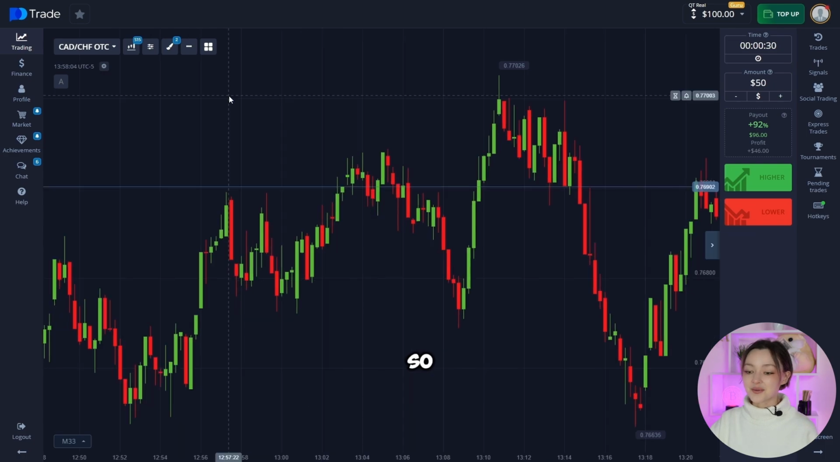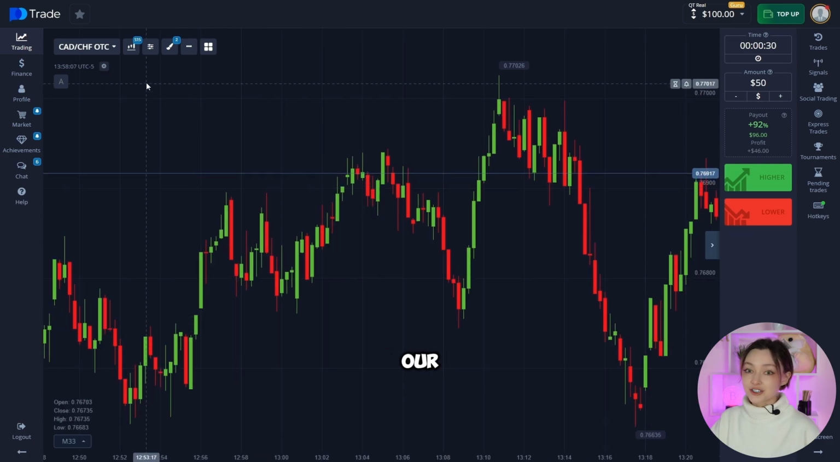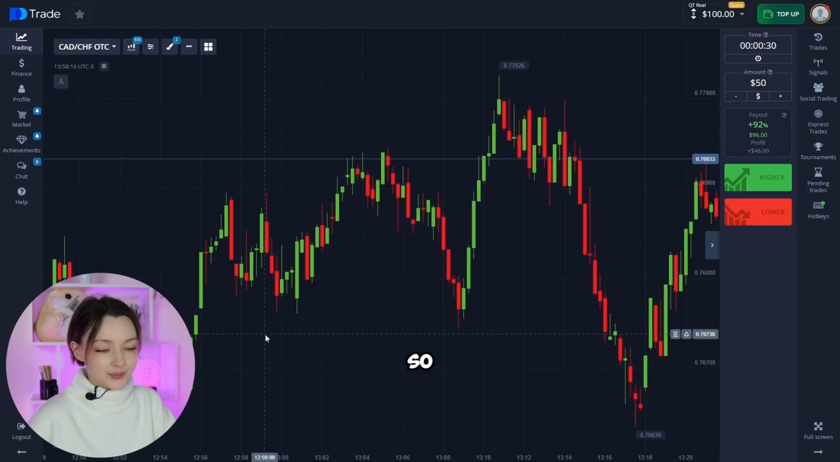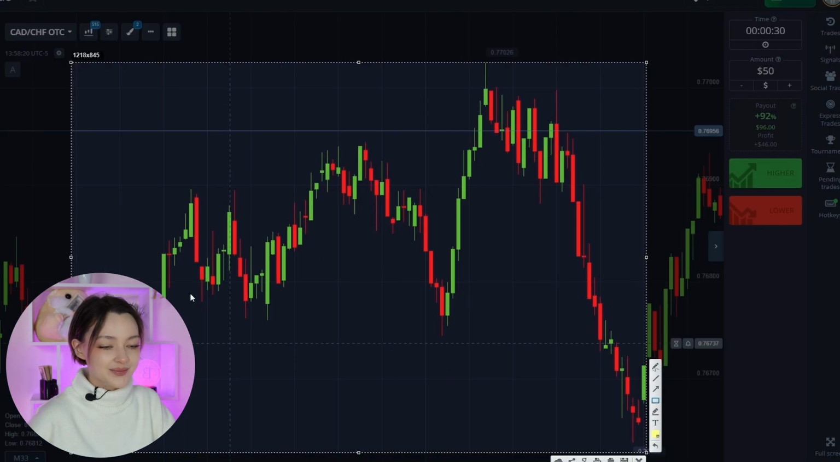Enjoy. So, first things first, let's set up our chart. Go into this tab right here. You're gonna want to select the candle chart type and the 15-second time frame. So let's do that real quick.